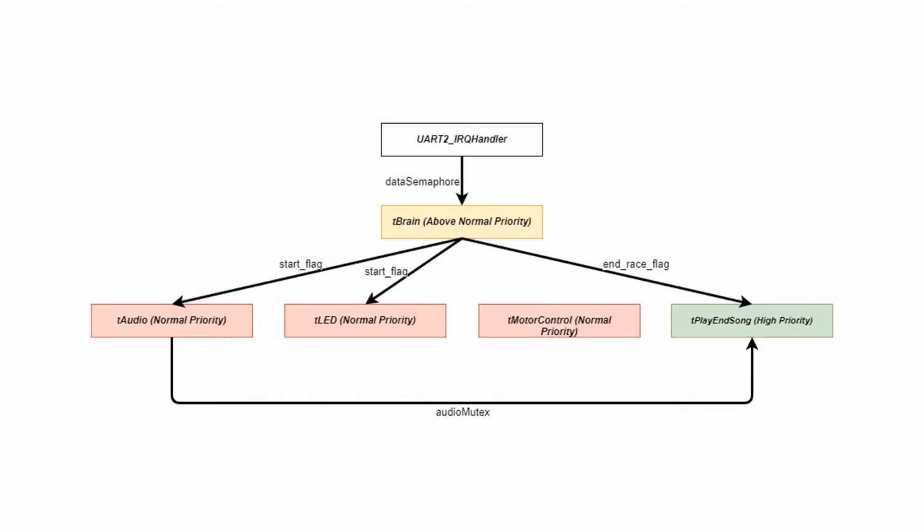The thread T-Play End Song provides audio output for the robot at the end. It has a high priority, however, it is put in the blocked state in the beginning, since the end flag is not set and it doesn't acquire the audio mutex held by T-Audio.